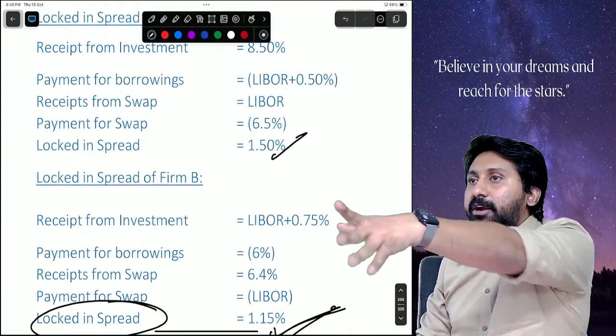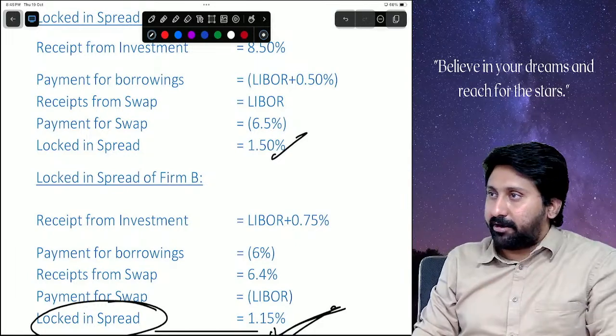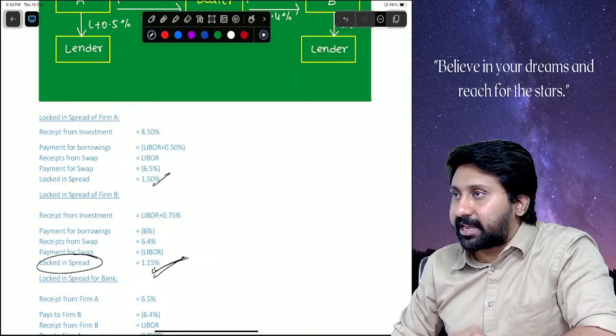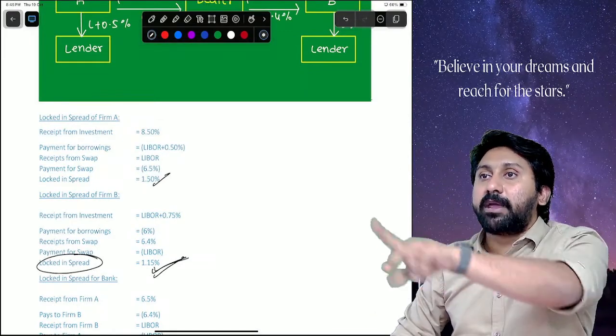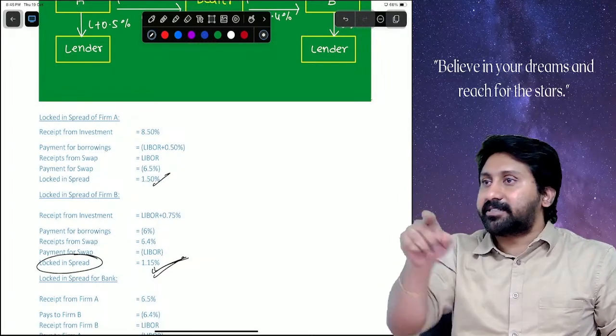It is selling you at 6.5, buying from you at 6.4, making a gain of how much? 0.1. Okay. So this question, swap conversions he is not asking. He is asking how much spread you are making on an overall basis. That means how much money you are spending to do all these things.